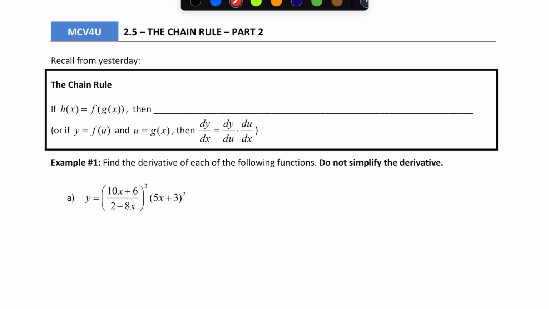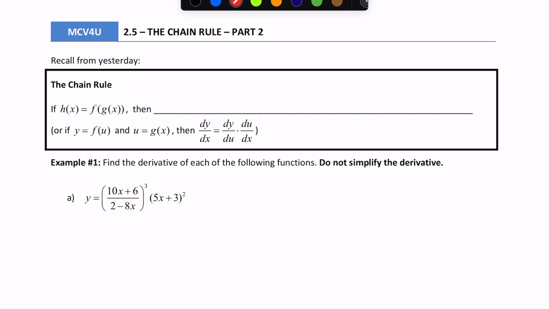Welcome back to another lesson in MCV4U. Today we'll be continuing our understanding of the chain rule. We'll be doing different examples that cover the chain rule that we started to look at previously.